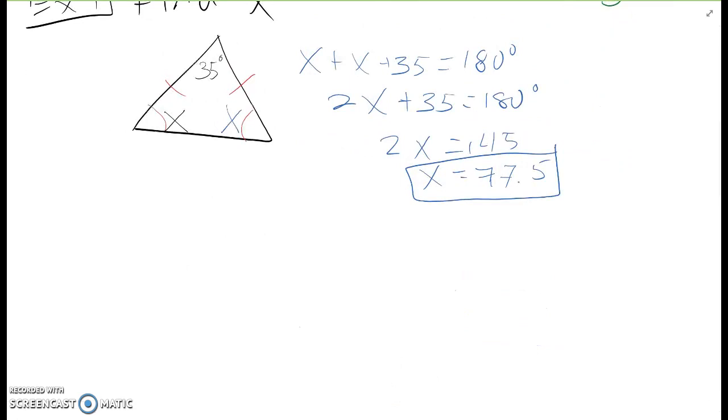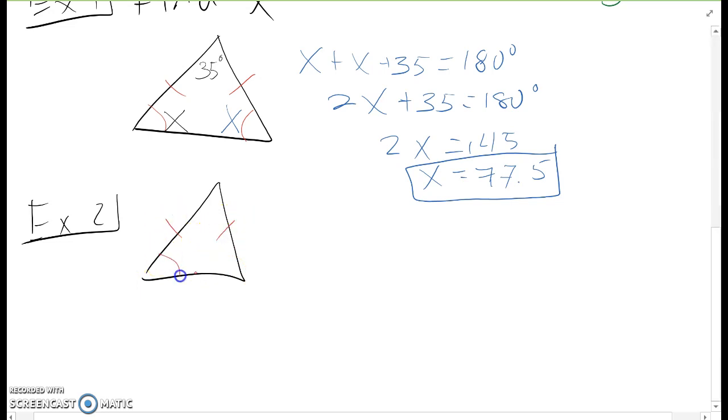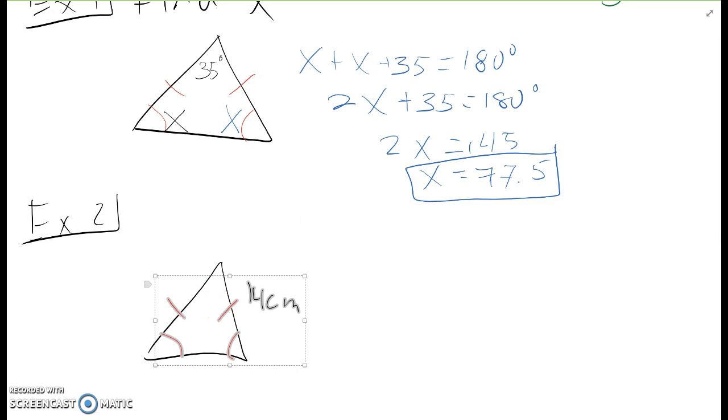So if I do example 2, and we just draw a very similar, pretty generic sort of looking triangle. Okay, and if I know that this side length is, let's say, 14 centimeters, and I want to, sorry, I should have put that up there. Can I move that? No. Maybe? Ooh. This is fancy. Oh yeah. Move it. Move it. Come on. Yes. That is legit. All right.